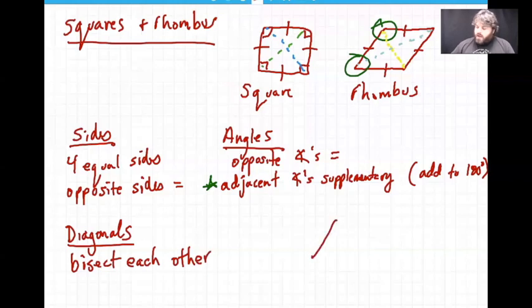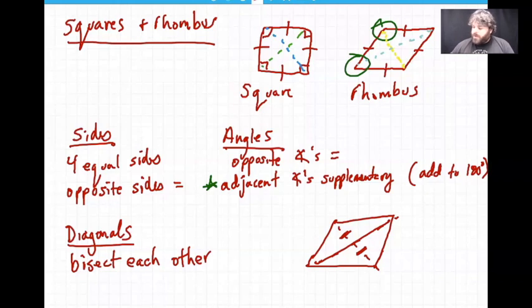Okay, so let's say I have a parallelogram, or excuse me, a rhombus, and I've got this diagonal and this diagonal here. Well, I know that this diagonal cuts this one into equal parts. And that's why I'm going to notate that with those little lines. That means they're the same length. Also, this one is going to bisect this one. So these are the same as well.